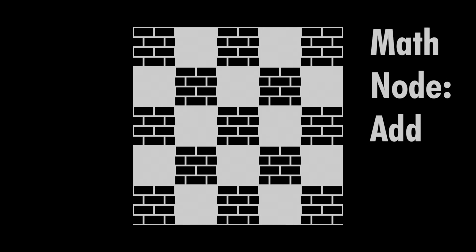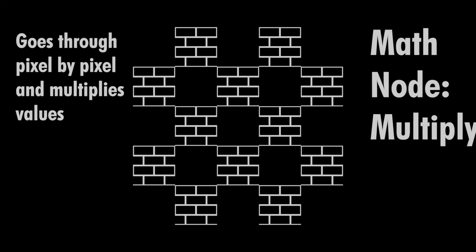First up is the Add node. This node is pretty simple. It just takes the value of two textures and adds them together. Next up is the Multiply node. It goes through each texture pixel by pixel and multiplies the value of one with the value of the other. Lastly, the Mix node. The Mix node can combine two colors or textures either by a factor in a scale between 1 and 0, or by another texture as an input.